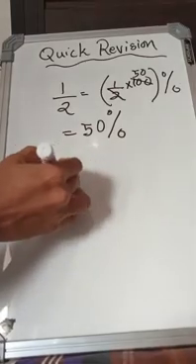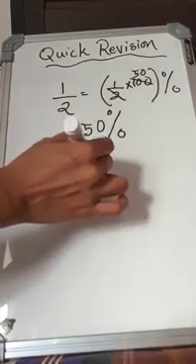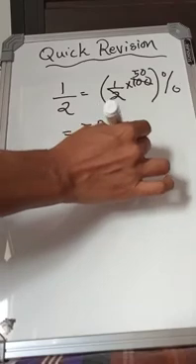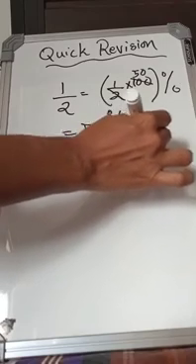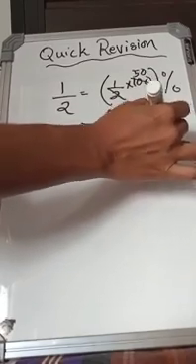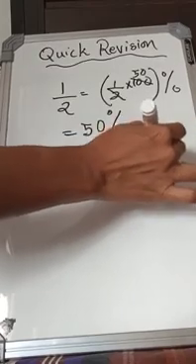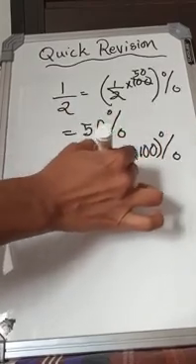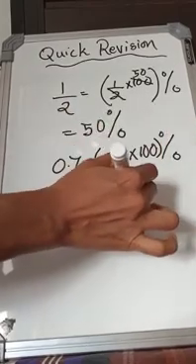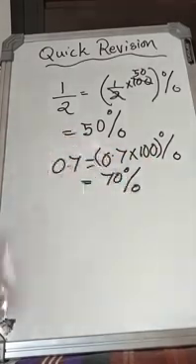Then next you learned to convert a decimal number into a percent by multiplying it by 100. That is, if you are given 0.7, you will write it as 0.7 into 100%. Okay, that will give you 70%. So 0.7 is what? 70%.